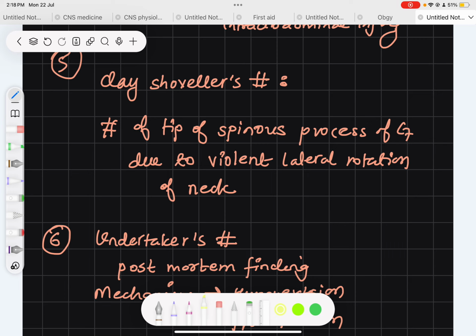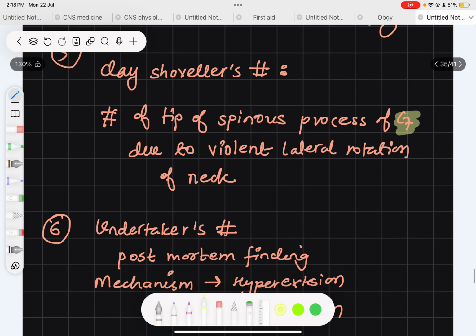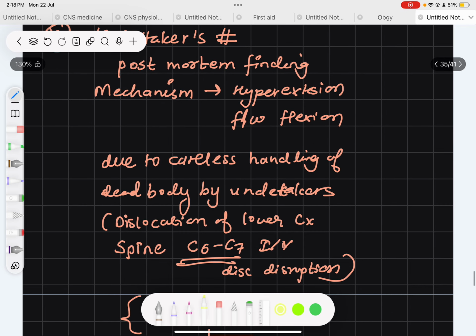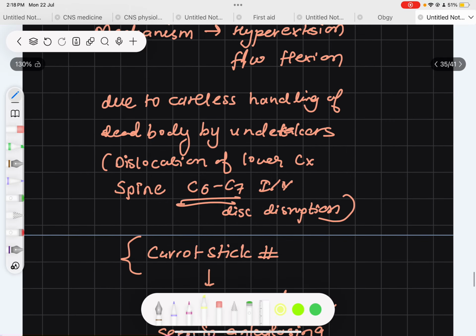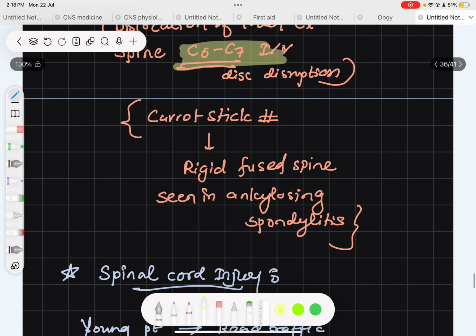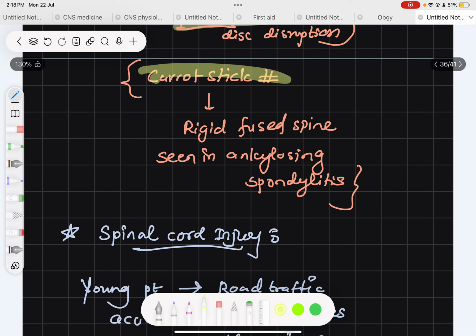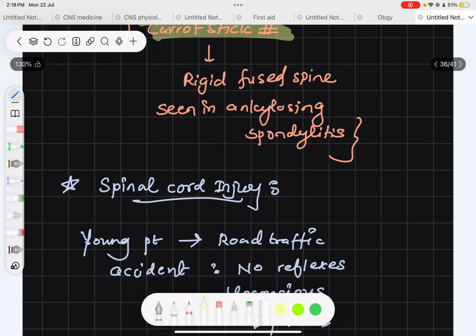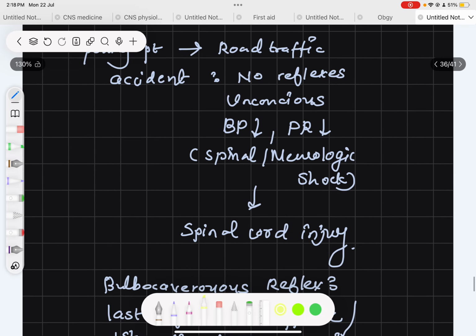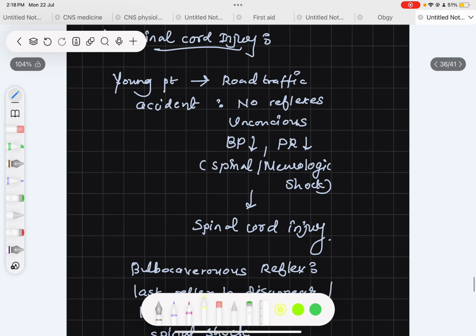Now Clay-Shoveler's fracture: the tip of the spinous process will be fractured, and the C7 vertebra will be involved due to violent lateral rotation of the neck. Now Undertaker's fracture is a post-mortem finding, where careless handling of the dead body by undertakers will result in C6 C7 intervertebral disc disruption. There is also one fracture called carrot stick fracture, which happens in the rigid fused spine seen in ankylosing spondylitis.